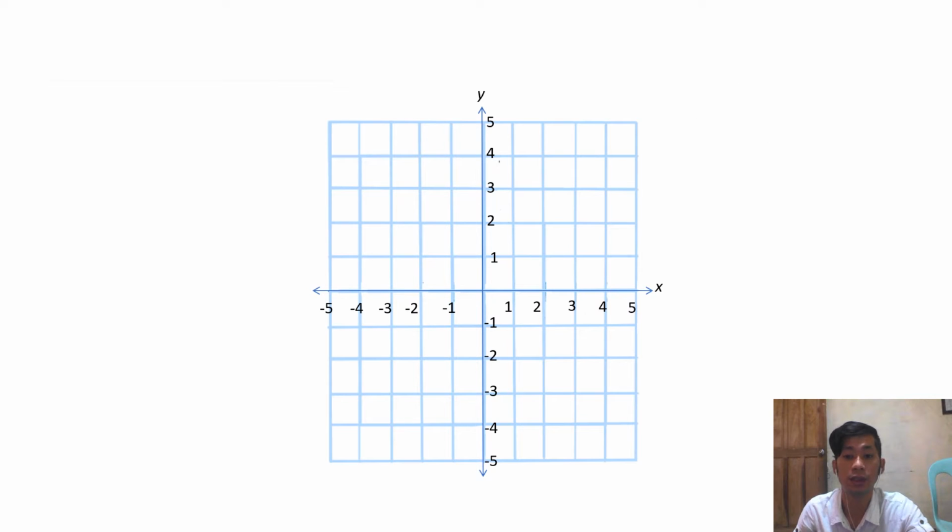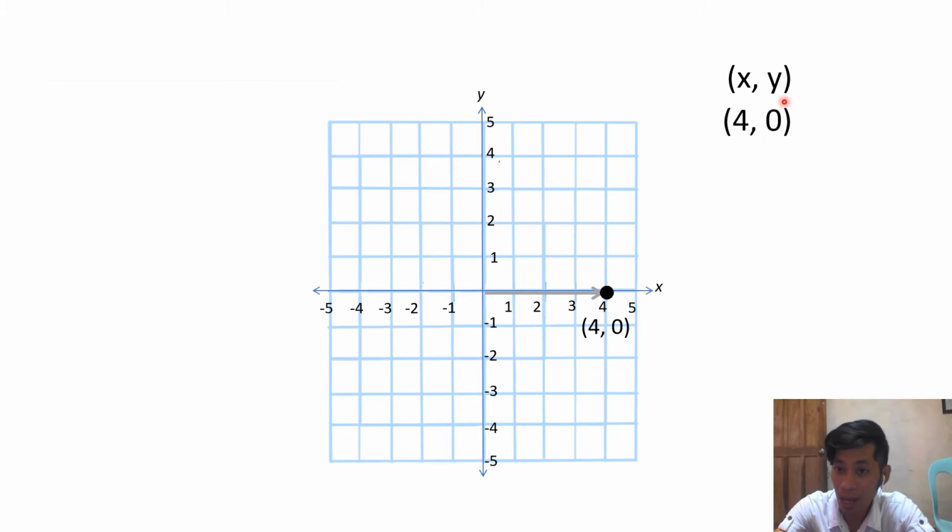Let us have an example. Another. How about plotting (4, 0)? Again, you start with the origin, the (0, 0). Then, since x is positive 4, you count 4 units to the right side. Then, since y is 0, you stop. Therefore, the point lies on the x-axis.